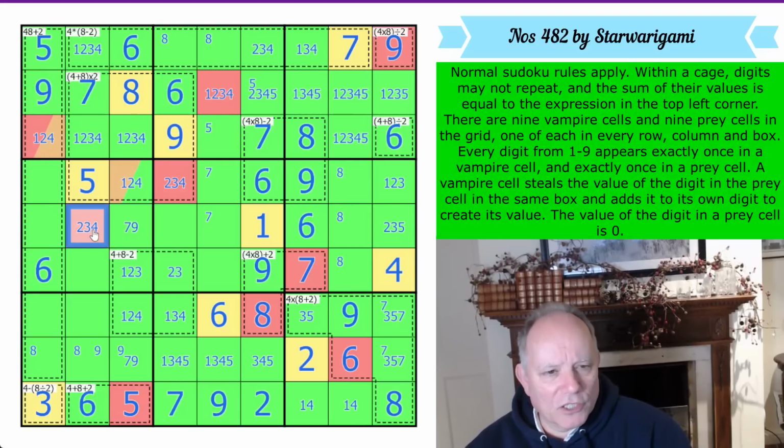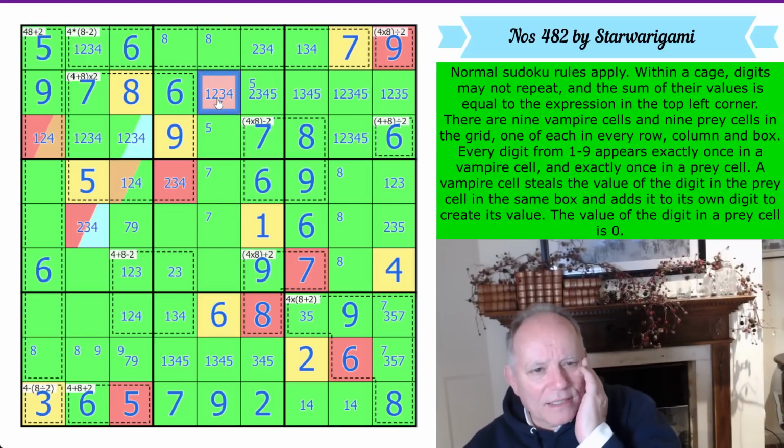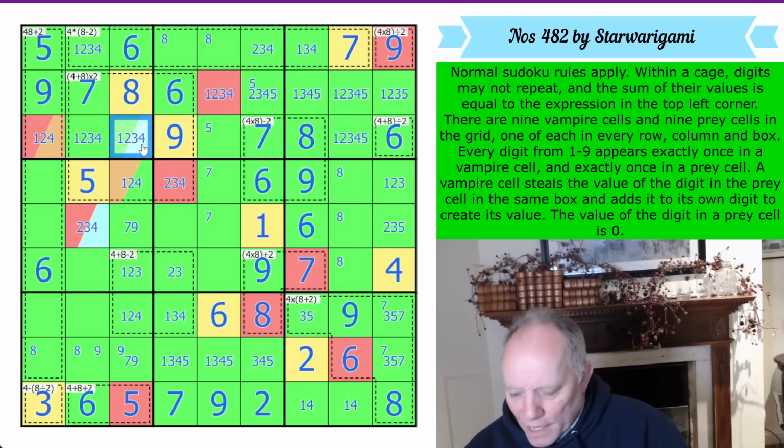Where is this digit in the cage? Again, it can't be in the other red cell. It can't be in its same column or its same box. So those two are the same. Can I pull that off with this? No, not really. But that is 2, 3 or 4, so that can't be a 1.